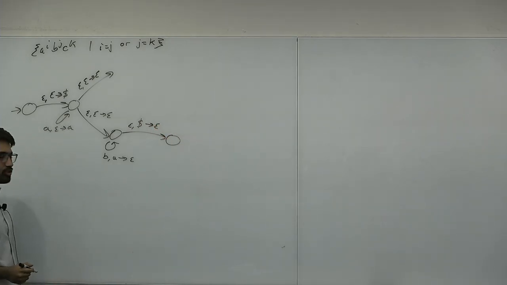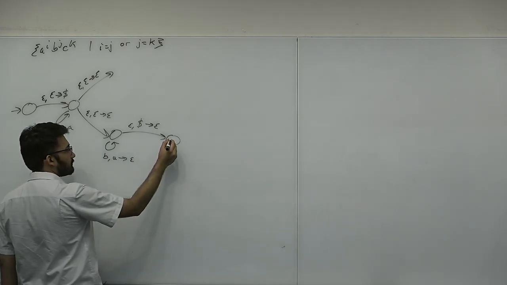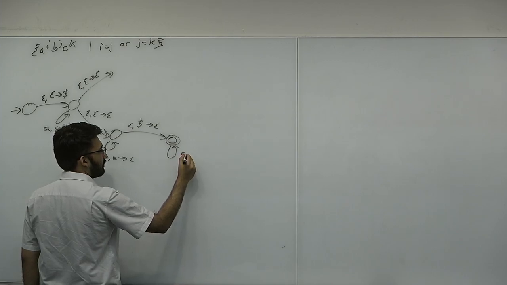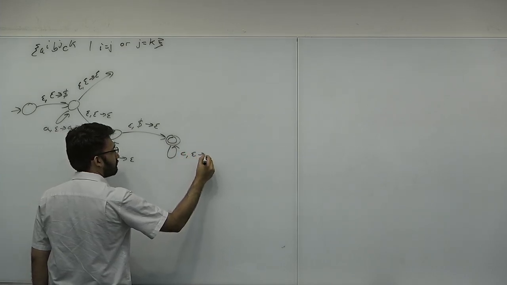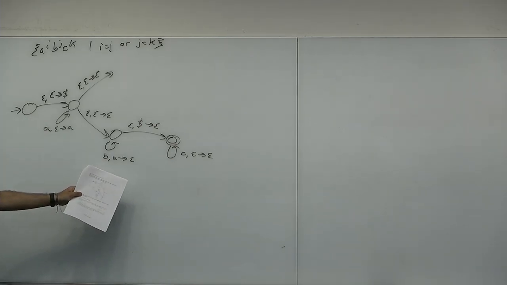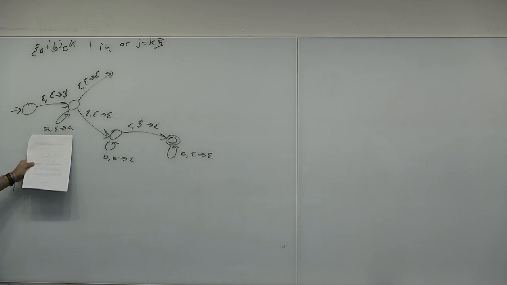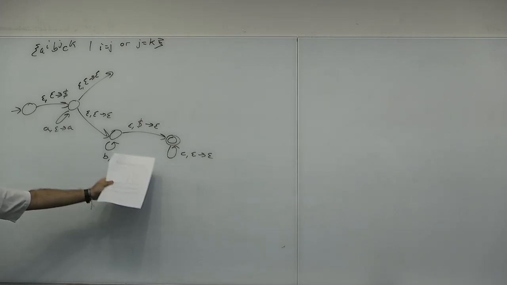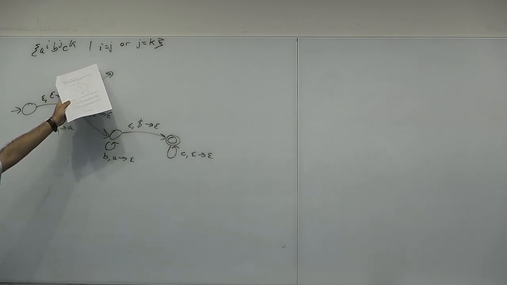However, the input should still have some more C's left on it, so we're just going to ignore the C's. How? Read C off the input and just ignore it. So this branch of the computation will push the A's, pop the B's matching the A's, and then throw away the C's. That'll take care of the case that I equals J.